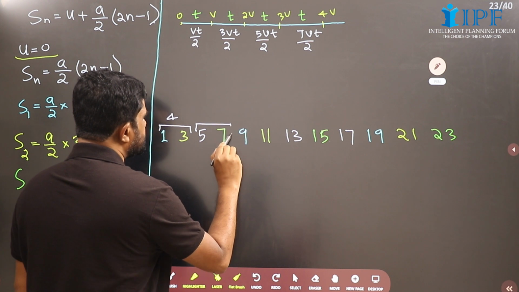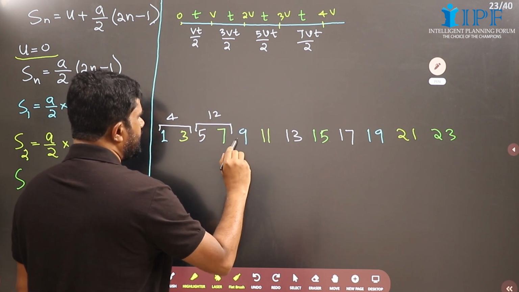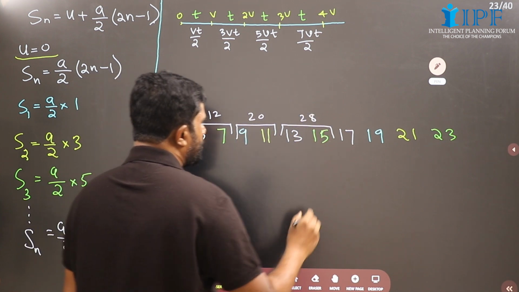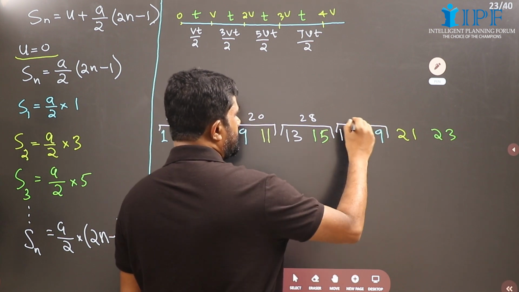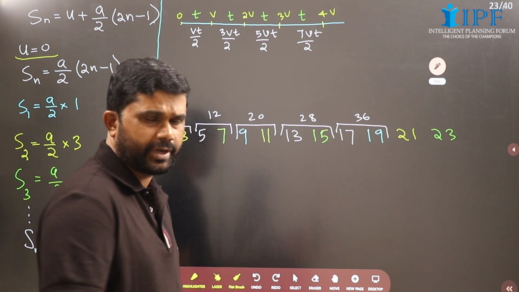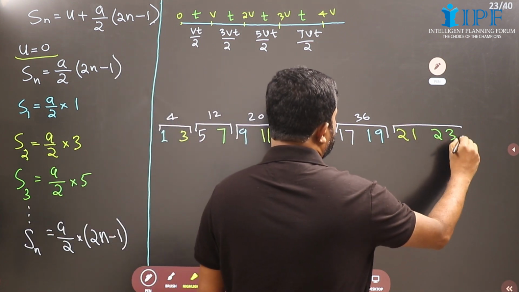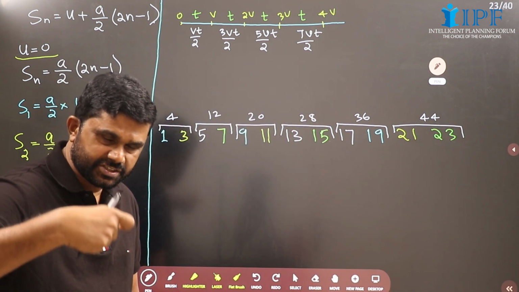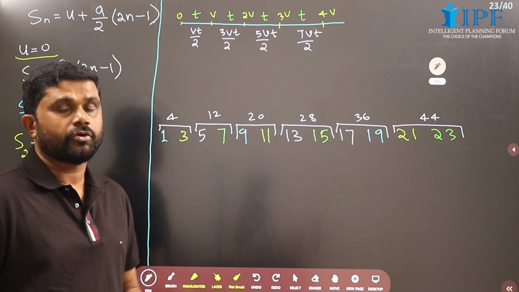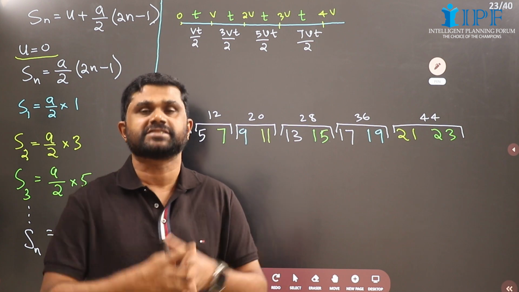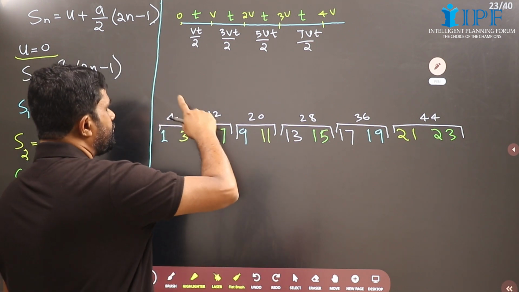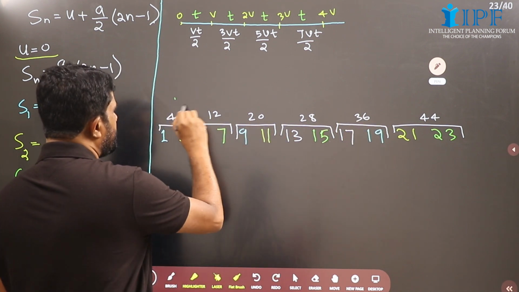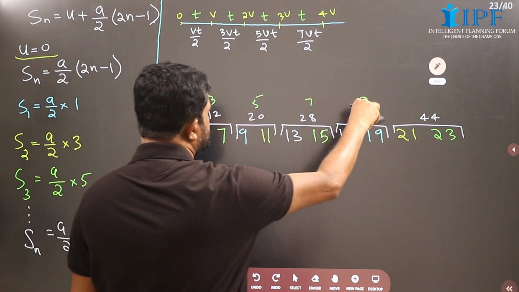For the next 2 seconds it will be 5 plus 7, that is 12. Next 2 seconds it will be 20, next 28, next 36, and next 44. So the ratio of displacements in the first 2 seconds, next 2 seconds, and so on, successive equal intervals of 2 seconds each, is 4 is to 12 is to 20. If we divide throughout by 4, it is 1 is to 3 is to 5 is to 7 is to 9 is to 11.